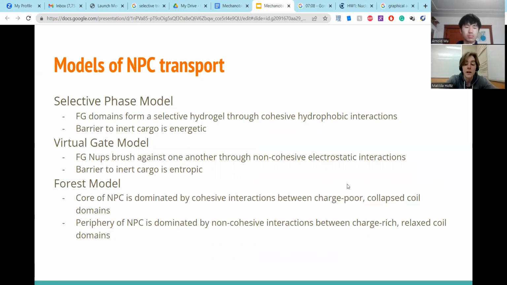disrupt. The virtual gate model posits that non-cohesive interactions between FG nups create significant crowding within the central channel of the NPC, and that binding of NTR-bound cargo to the FG domains can overcome this entropic barrier. The forest model proposes two zones of transport, a peripheral non-cohesive zone where small molecule diffusion dominates, and a dynamic cohesive central zone where selective transport of large cargo occurs. None of these models, however, are definitive, and it remains unsolved how translocation through the NPC occurs.